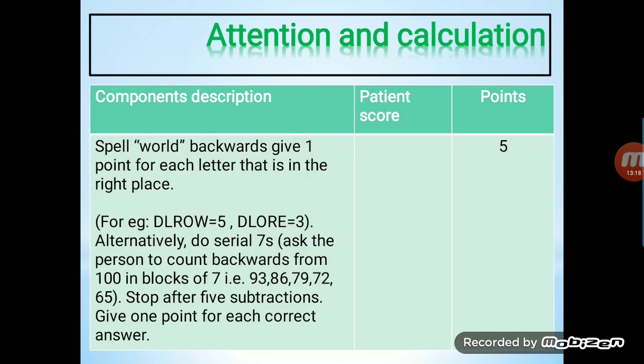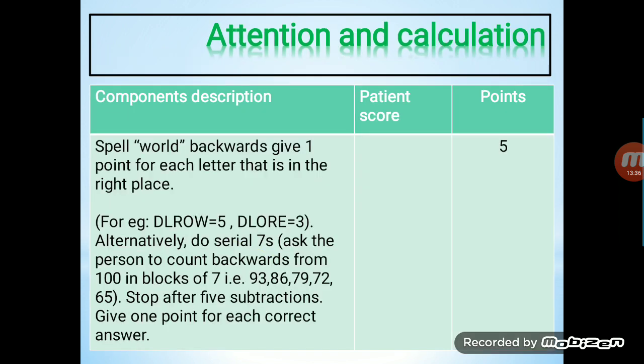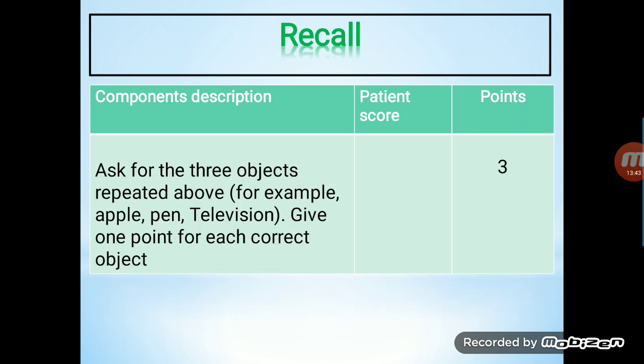Okay, and in orientation the total is 10 points. So we administer 10 questions, right? I told you that each question carries 1 mark, right? So orientation has 10 points. Then in attention and calculation we give 5 points. Then in registration the total is 3 points. Recall, again, is 3 points.